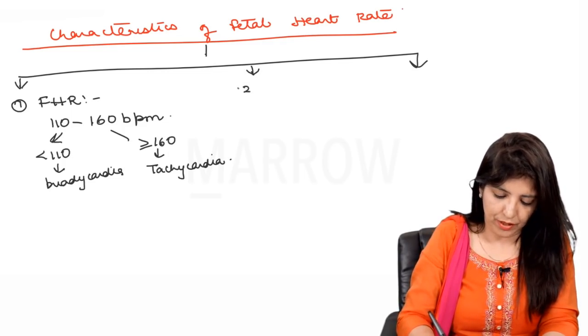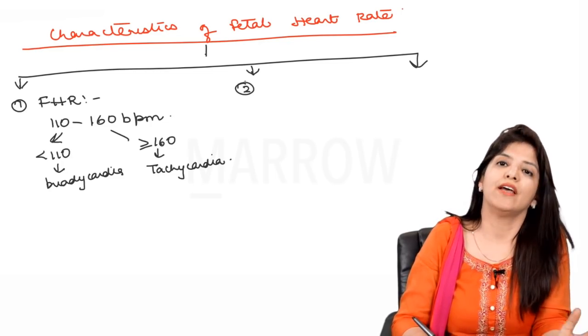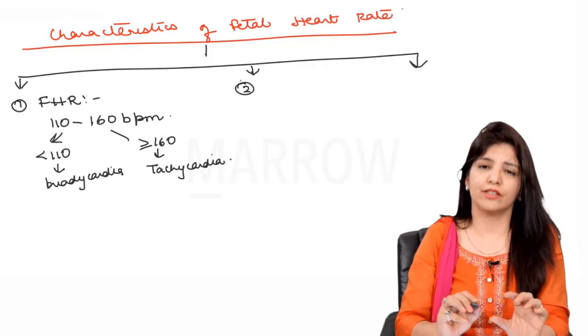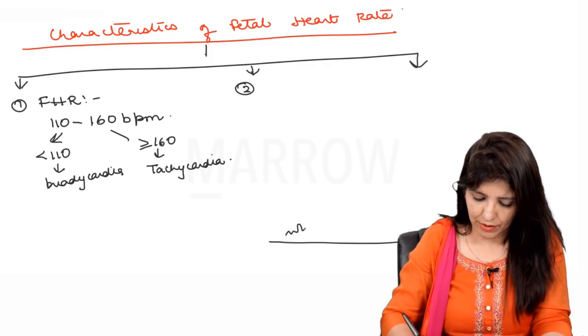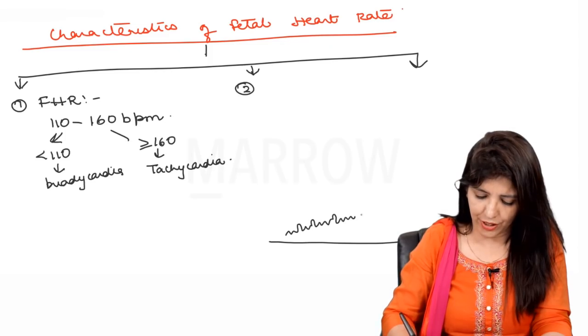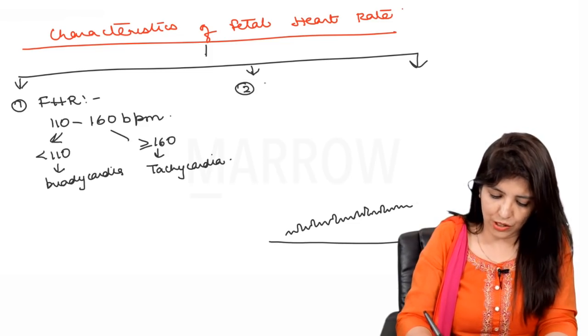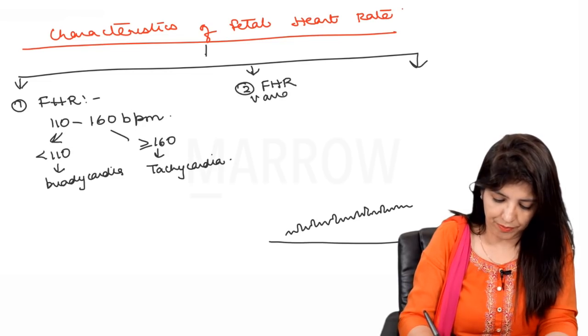Number two, a very important characteristic of fetal heart rate is that it is never fixed. If you take out a fetal heart rate monitoring strip, you will see that that is how the fetal heart rate is. It will increase, right? This is the pattern you get. So that is called fetal heart rate variability.